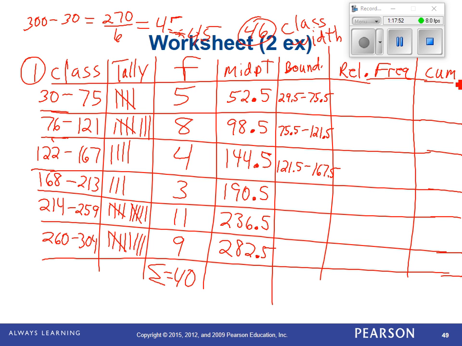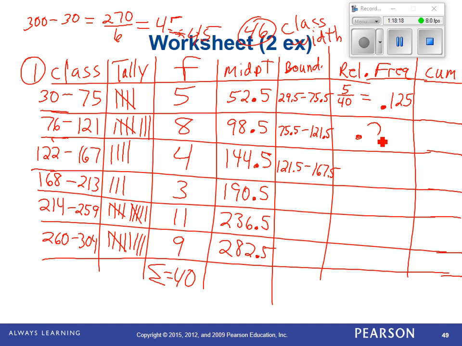Relative frequency. All you're going to do is take the frequency and divide it by the total. Somebody help me out. What's 5 divided by 40? 0.125. I'm not going to write the rest of them down. I'll write down the decimal answer, but what's 8 divided by 40?